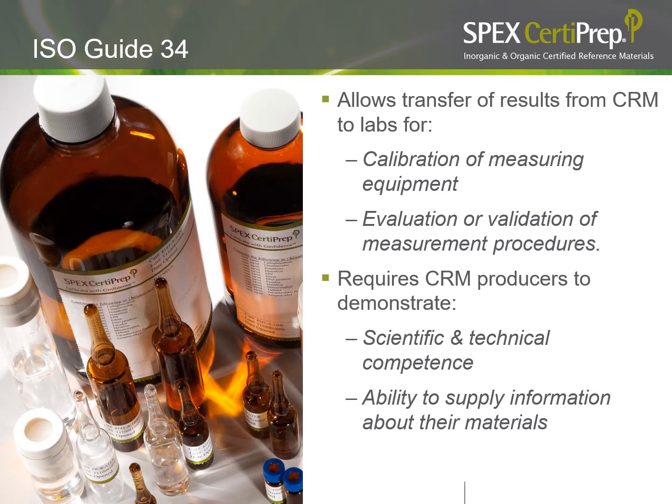The most appropriate document dealing with CRM production is ISO Guide 34, which is the general requirements for the competence of reference material producers. This guide basically outlines the quality system requirements under which reference materials can be produced, and it is intended to be used as a part of the reference material producers' general quality assurance procedures.